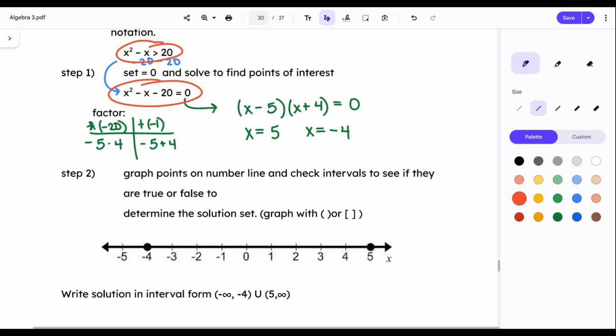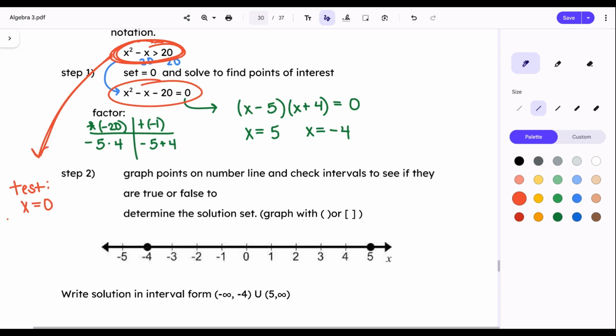I would start by testing a number that's in between them. And if I can, I'm going to use 0, because 0 is easy to work with. It doesn't require a lot of thinking, especially when you're multiplying and adding. So I'm going to start by testing 0. I'm going to plug it back in up here to this equation: x squared minus x is greater than 20.